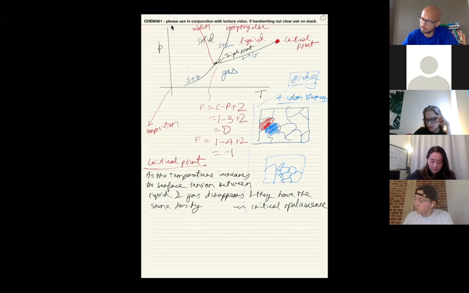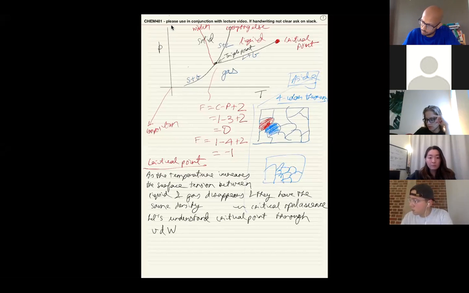So let's understand this through our van der Waals model. Let's understand the critical point through the VDW equation of state, van der Waals equation of state, which is a model, right? As you will see, it won't happen in an ideal gas. Ideal gases won't show you a critical point. You need to have interaction between the molecules for the critical point to happen.